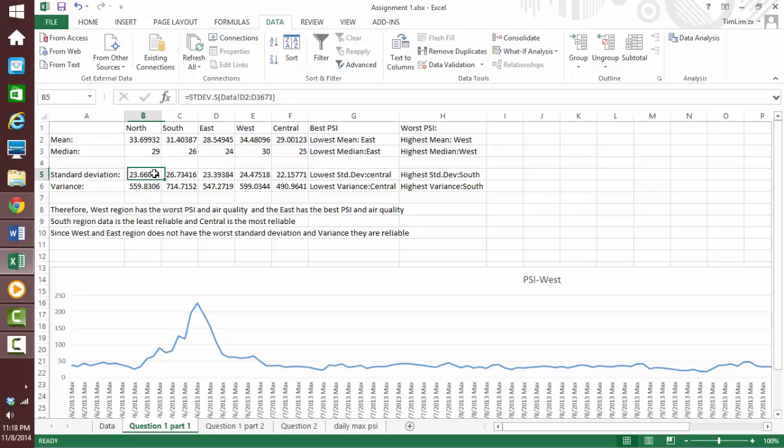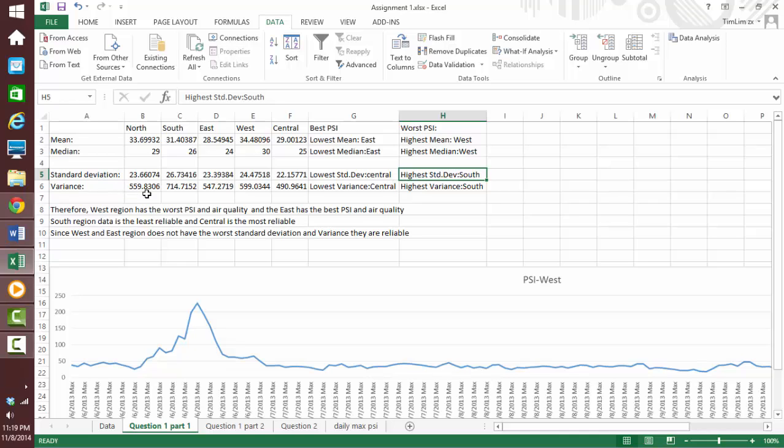And I tried to find the standard deviation to see how reliable the data is. Over here, I found out that the lowest standard deviation is central, which is 22. I typed standard deviation equals, and from here you can see STDEV.S, and I used S because it was a sample. I did the same thing, highlighted the row which is needed, and overall I found out that central has the lowest standard deviation, and south has the highest standard deviation.